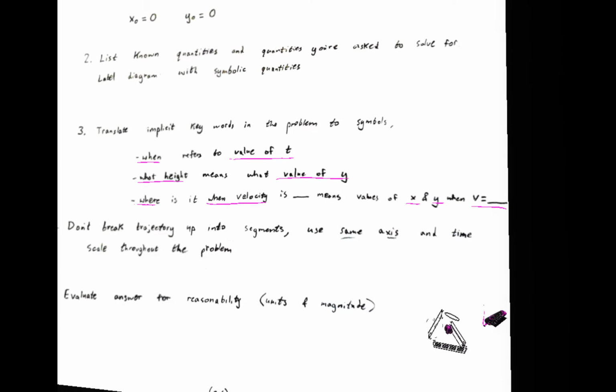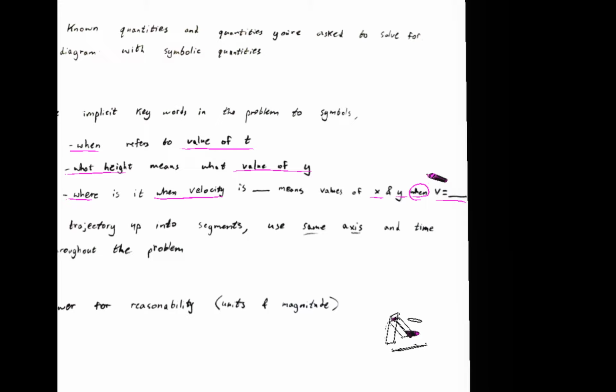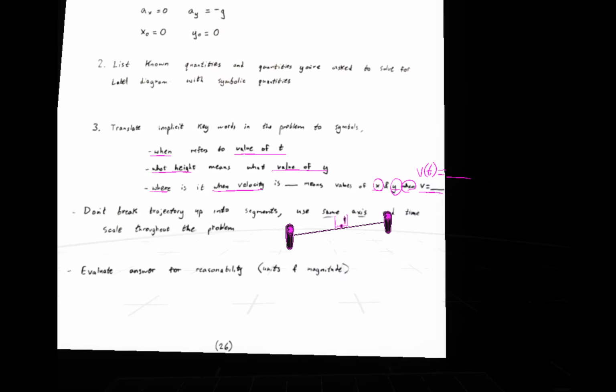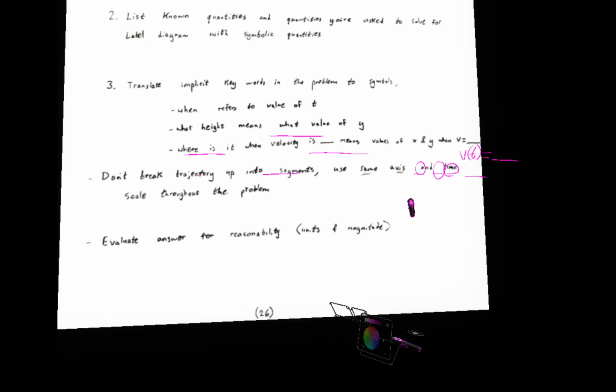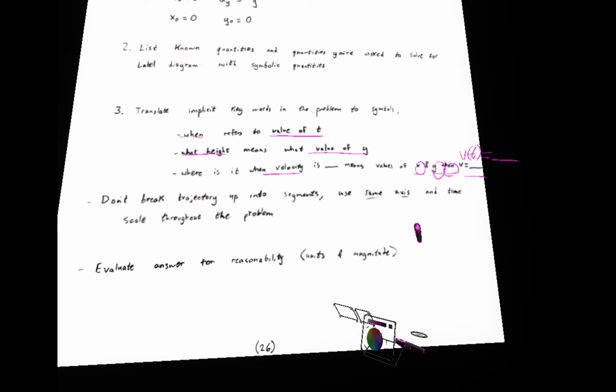Where is it when velocity is blank means what are the values of x and y when v equals this. And there's this "when" here, and so specifically you have v at some certain time that you're going to plug in. So when v at some time value is equal to blank, what are the values of x and y, right? So you're translating words to symbols. This is definitely something that you do in a lot of math classes, but here's our new language that we're talking in. Oops, I just messed up all my underlinings.